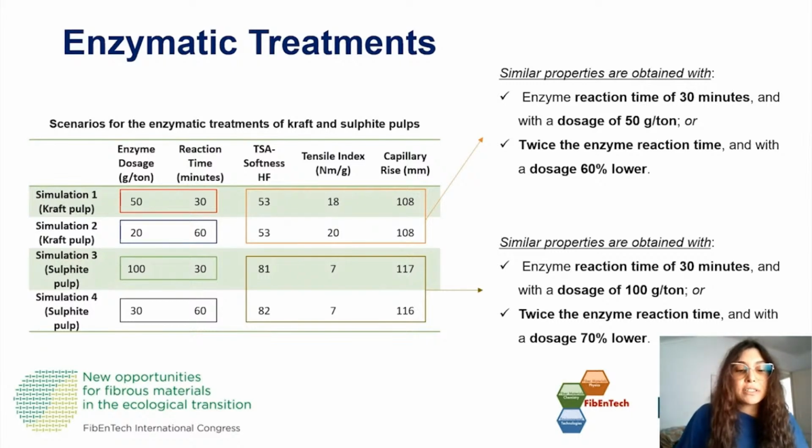In simulation studies for a sulfite pulp, simulation 3 and simulation 4, similar properties are obtained with the enzyme reaction time of 30 minutes with a dosage of 100 grams per ton, or also with twice the enzyme reaction time and with a dosage 70% lower. Therefore, this suggests that tissue properties can be optimized by increasing the enzyme's reaction time and decreasing its dosage.